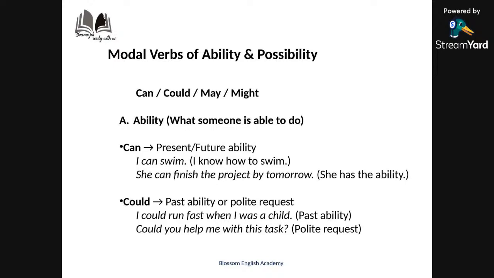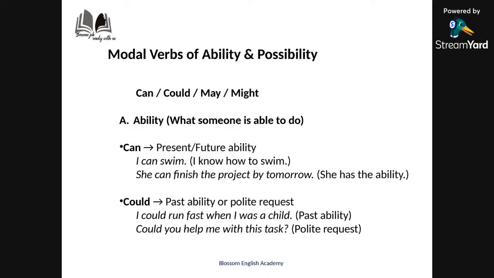And could means a past ability. If I say I could swim, which means I could swim in the past, and you throw me into the water now, I cannot swim. So that is your past ability. You have an example: I could run fast when I was a child. Now I'm old, I cannot run fast anymore. So it shows my past ability.